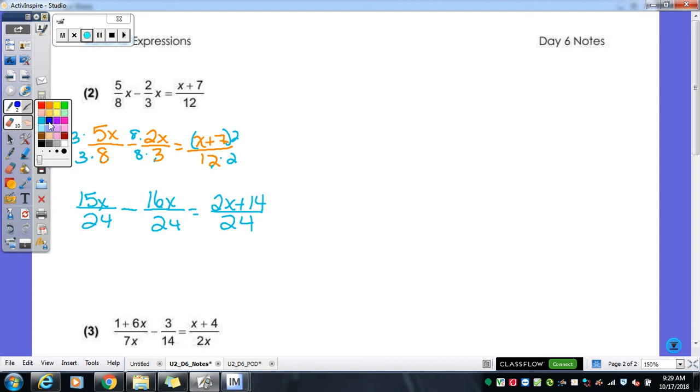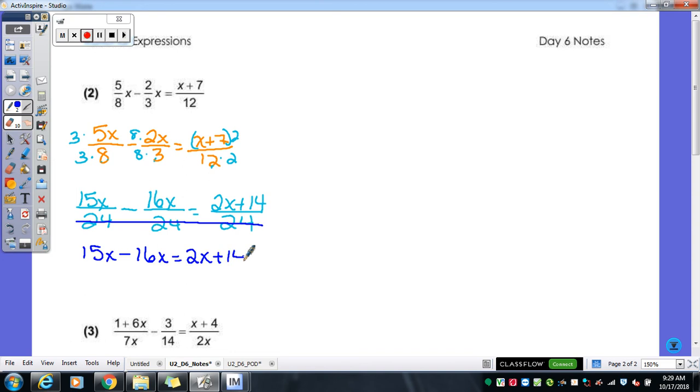Now, as I was saying on the front, now that all 3 of them have a common denominator, that common denominator really doesn't mean anything to us. So we can cross it out, and we simply have the equation 15x minus 16x equals 2x plus 14. You just solve your numerators. On the left side, when I combine my x's, I would get a negative x, because 15 minus 16 gives us negative 1.